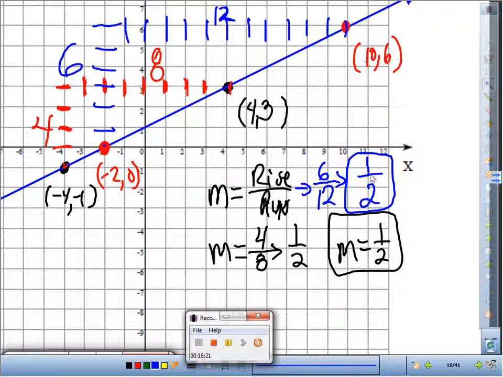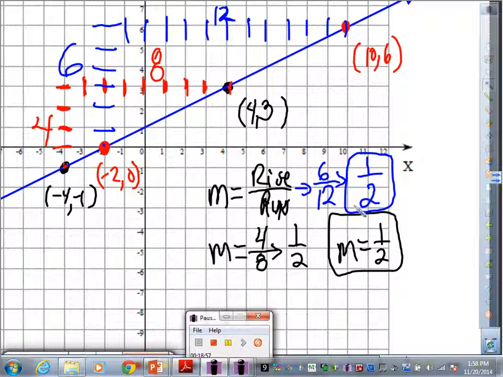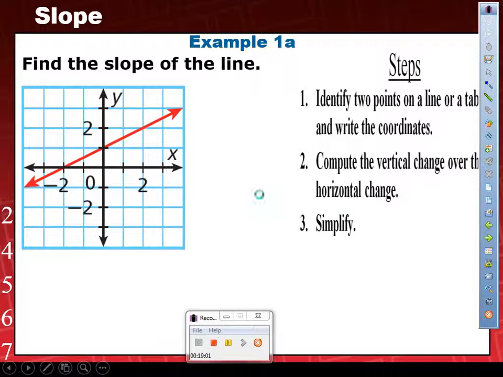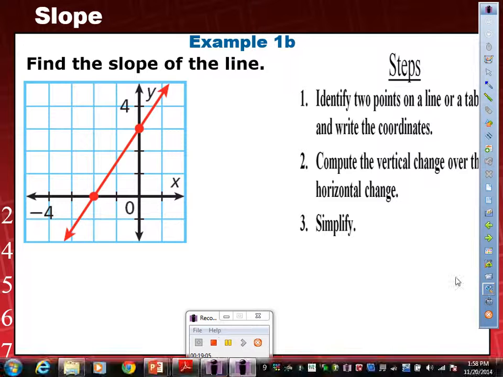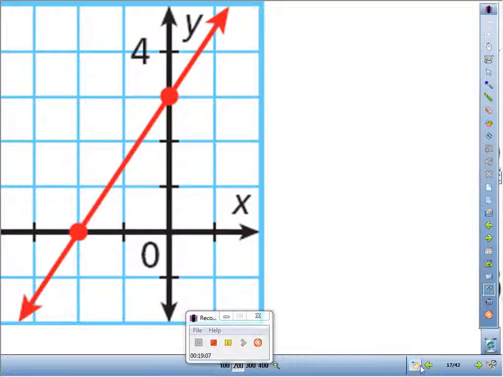Okay, let's do another one. So, does everybody see how it doesn't matter which points we choose, we're always going to get the same rate? Is that correct? Okay, let's continue. So, copy this next one. Let me minimize this. Okay, let me zoom in. Turn your paper over on the little graph in the back. Copy this one.